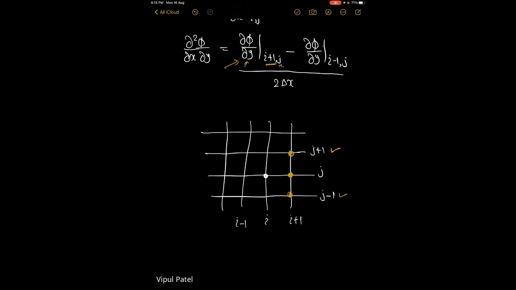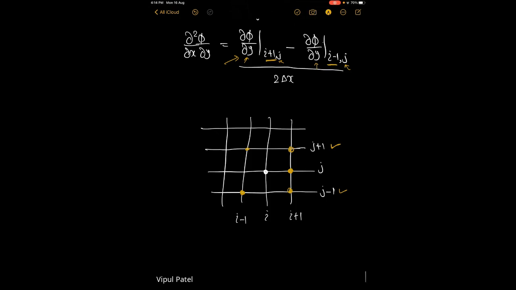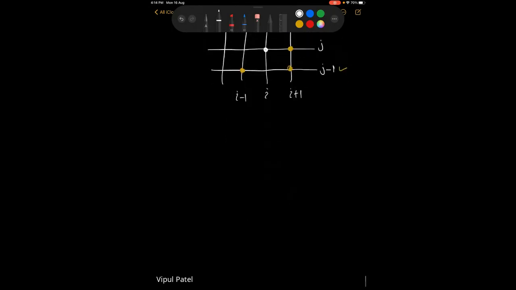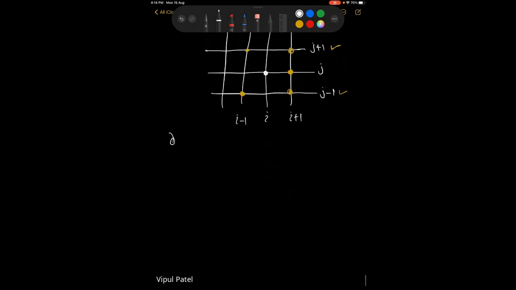And the same is true with this particular formulation, right? So for this formulation, my I minus 1 is fixed and my derivative is y. So I have to play with the jth variable. So for that, I have to use this node and this node. Okay, so let us substitute this expression one by one. So on the left hand side again, I have the same thing, that is del square phi by del x del y.